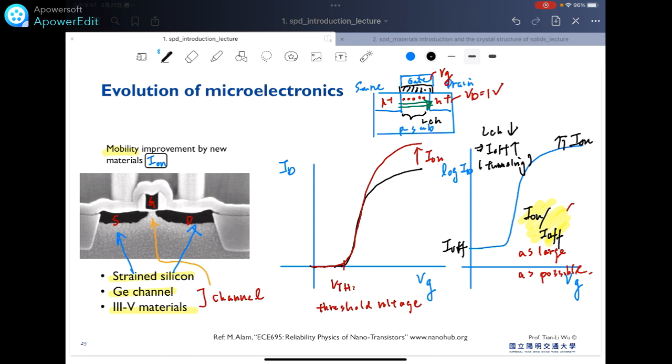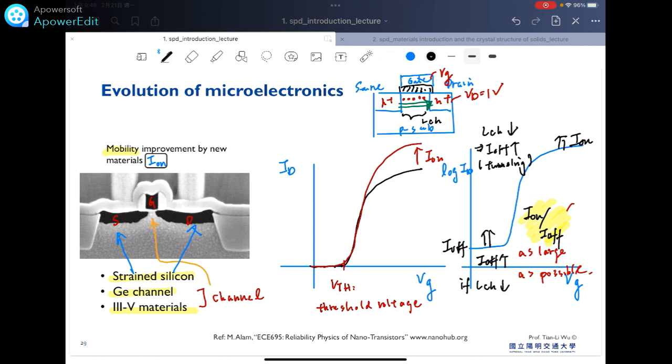So that becomes a challenge: if we make our device below 10 nanometers, our off-state current will become extremely high. So the I_off is increased if our channel length is reduced.